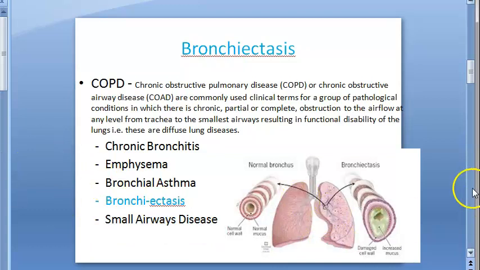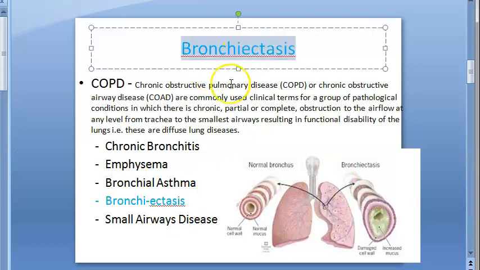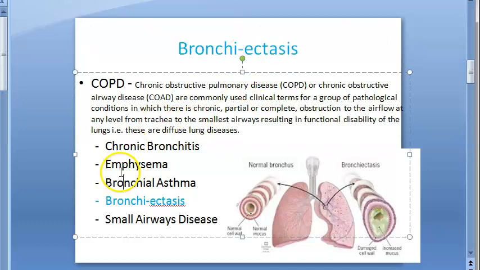Now, what you should understand is how bronchiectasis is different from emphysema. Emphysema is caused because of cigarette smoking. However, bronchiectasis is caused mainly because of infection. Infection will lead to dilatation of the bronchioles. So bronchiectasis is nowhere related to smoking, while emphysema is because of smoking. Bronchiectasis affects the bronchus, but emphysema affects the alveoli.